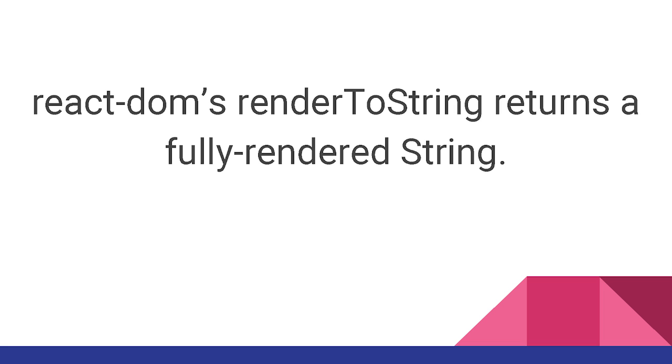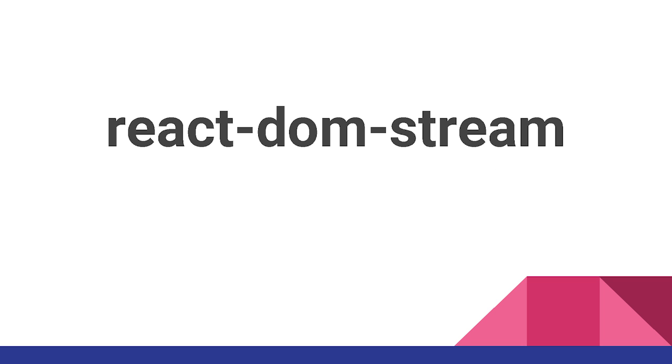However, for React, we know that React DOM's render to string just returns a fully rendered string, right? That's not going to help us because it does render the entire document, and then you send it down. So I went and made a library called React DOM Stream. I released this maybe 2 or 3 months ago, and it's a fork of React 14 that adds basically a render method that outputs a stream instead of a string.